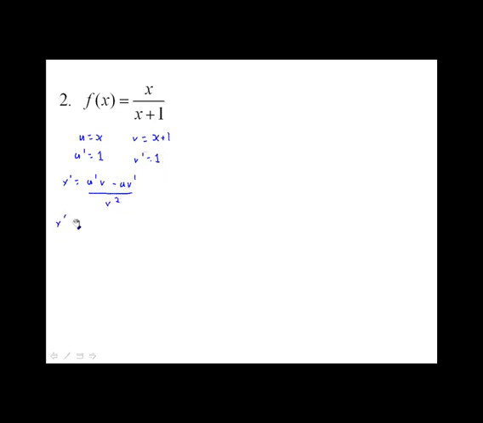So y prime would be equal to 1 times v, which is x plus 1, minus u, which is x, times v prime, which is 1. So I'll just write that as 1x. And this is all over x plus 1 squared. So therefore, when we mop this one up, the first derivative is x plus 1 minus x, and we're left with just 1 over x plus 1 to the 2. So I did that quickly, but that's the situation.